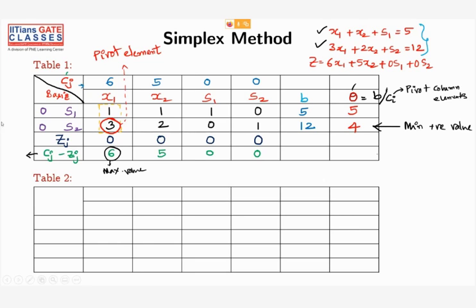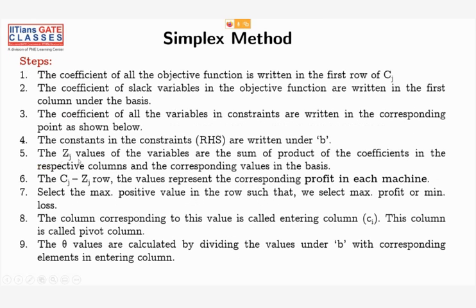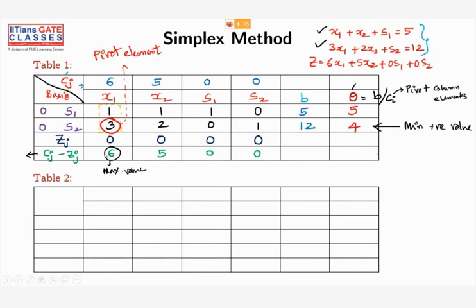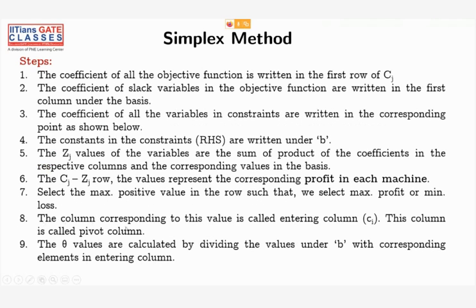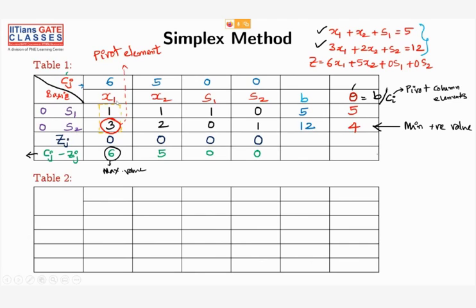So Cj minus Zj values are calculated, and they represent the profit in each machine. You have to select the maximum positive value in the row, in the Cj minus Zj row only. We select the maximum profit or minimum loss. So we have selected the maximum profit. Once you select the maximum profit, the column corresponding to this value is called the entering column, and this column is called the pivot column. So this column, whatever is there, let me write the complete thing. This x.